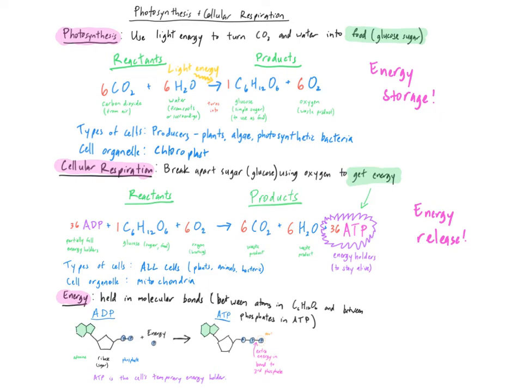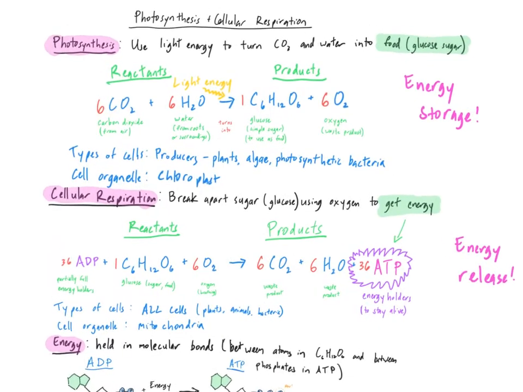Today we are going to be learning about photosynthesis and cellular respiration, both of which are key processes in energy, both for energy storage and energy release. And energy is really important because it allows us to live. It keeps our muscles moving, it keeps our heart beating, it keeps us breathing, so that we can continue to survive and reproduce. So let's start with photosynthesis.